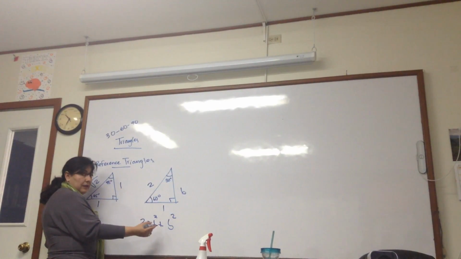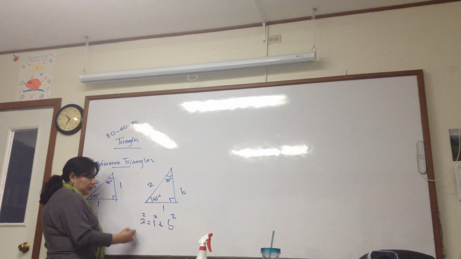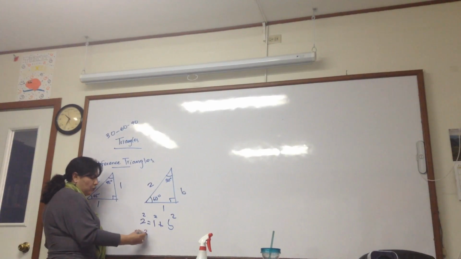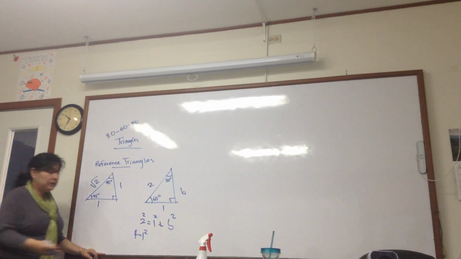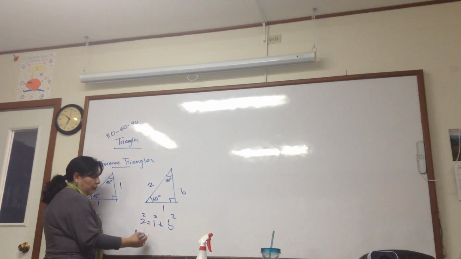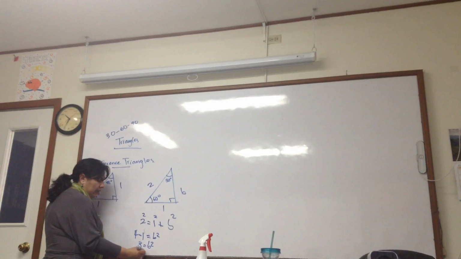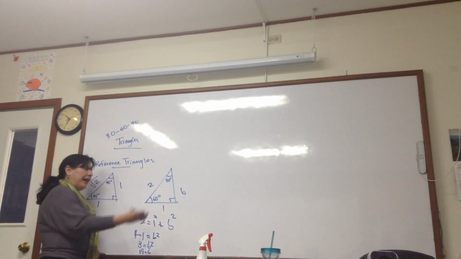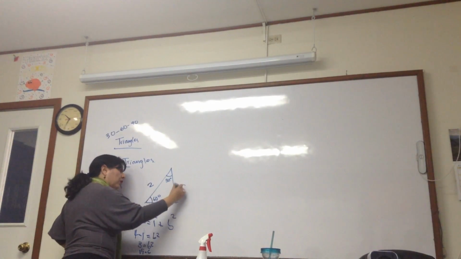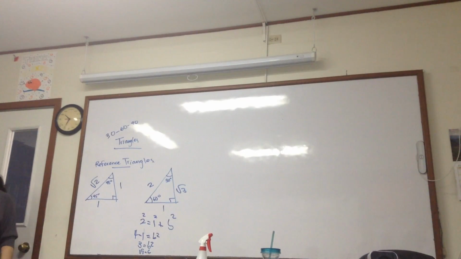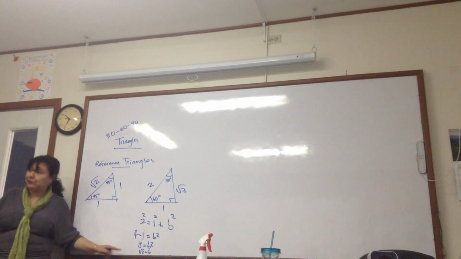2 is also squared. So this is 4 minus 1 squared. So far so good? 4 minus 1. I'm just going to put a 1. 4 minus 1 equals b squared. 3 equals b squared. Square root of 3 equals b. So I can easily say square root of 3. The good thing is that you don't have to do this.